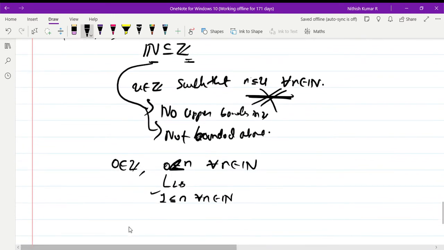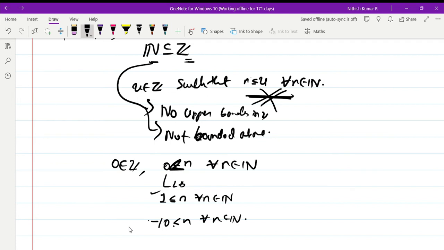Here we can go with 0, -1, -2. Now take any negative number, say -10. -10 is also less than n for all n belongs to N. Therefore, -10 is a lower bound. Therefore, we can say that N is bounded below.